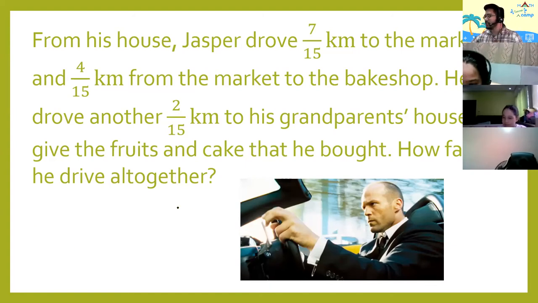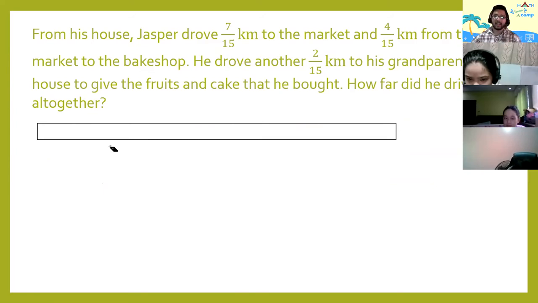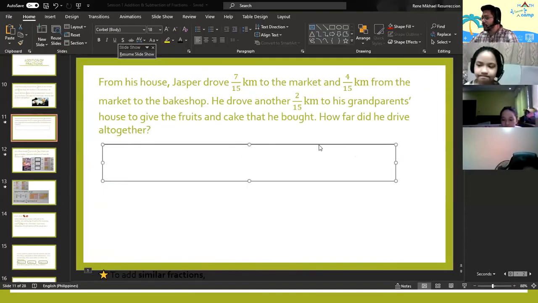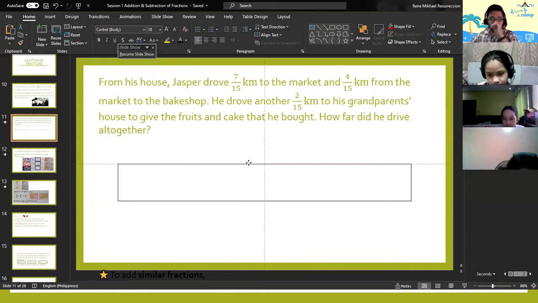Okay. So itong si Jasper, kung saan-saan pala nagda-drive to, no? Ang dami niyang drive. Pero fraction yung drive niya. So paano natin siya i-add? So this is exactly the same problem. Pero para ma-illustrate natin siya, sabihin natin na this is 1 kilometer. So i-divide natin to into, sabihin natin 15. Para kumbaga, this box represents mga 1 kilometer.